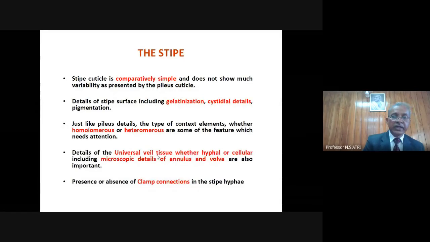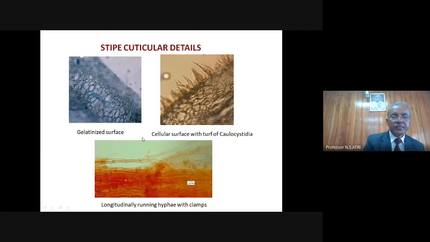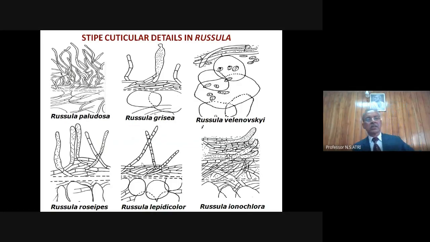Similarly, the stipe details are very important, but the stipe doesn't give as many characters as are available in the pileus details. That is one aspect. You can see the gelatinized surface of the cuticle, the turf of caulocystidia on the surface. You can see the clamp connections on the stipe tissue. Many times you find clamp connections throughout. In many of the species like Russula, Lactarius, and Lactifluus, no clamp connections are there. So this is a diagnostic character of these genera. The stipe cuticular details, you can see the variation within the same genus.